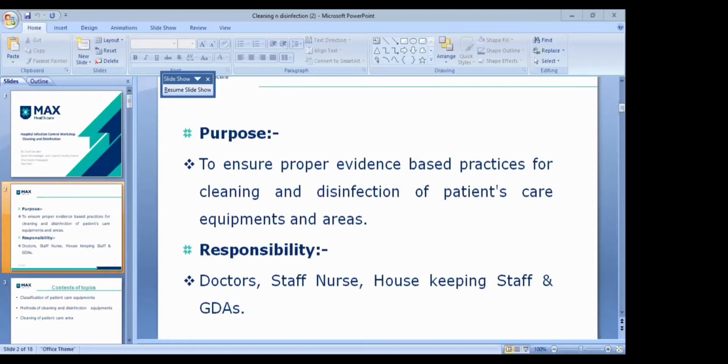Like for non-critical equipments, we would usually use an alcohol rub, and in case of semi-critical equipments, we would either use... I can see somebody. There's no problem with the slideshow. Somebody is saying slides are not moving, somebody is saying that slides are moving. So I'm on the one single slide only right now. I'm not moving any slide. I'm just trying to explain the patient care equipments here in this slide.